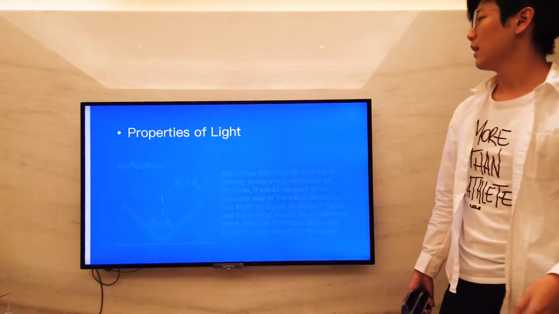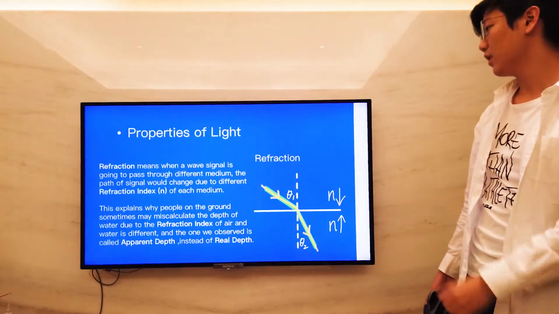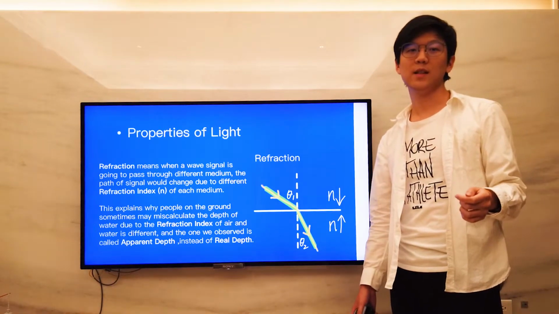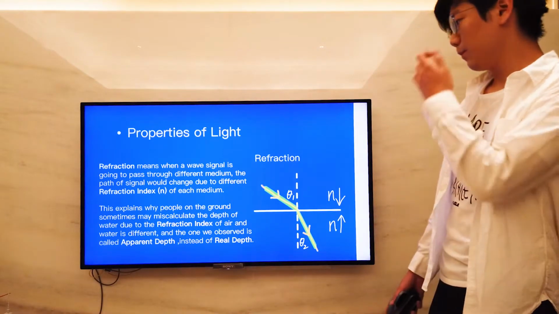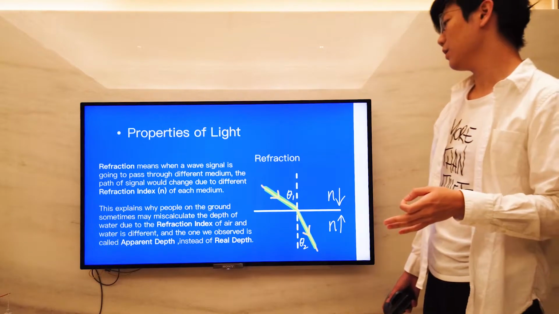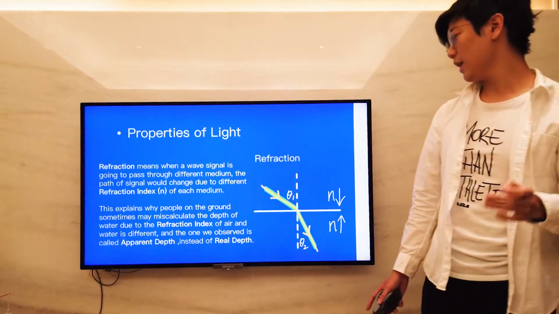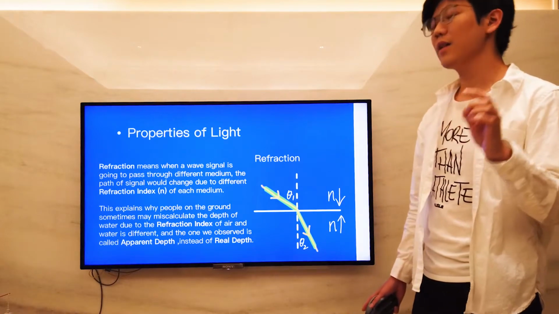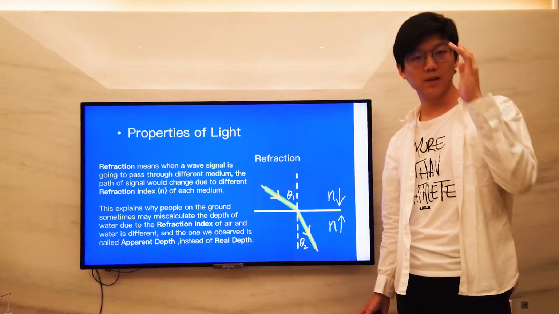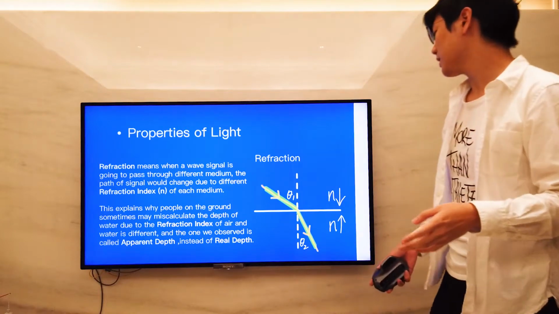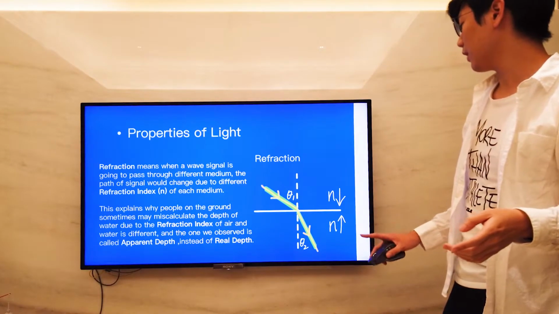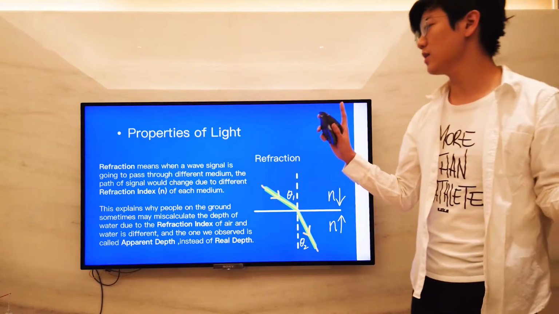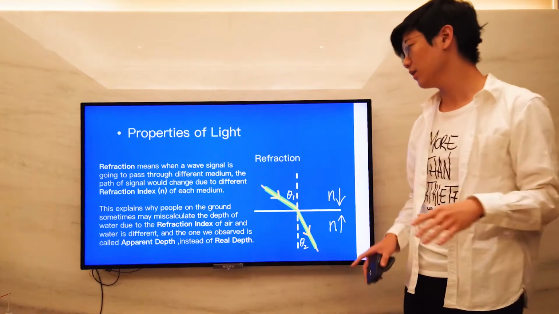And let's talk about refraction. As for refraction, we can see that when a signal goes through different media, the path of the wave signal will be different. We can see that theta 1 and theta 2 are different because the n, which means the refractive index, is totally different.